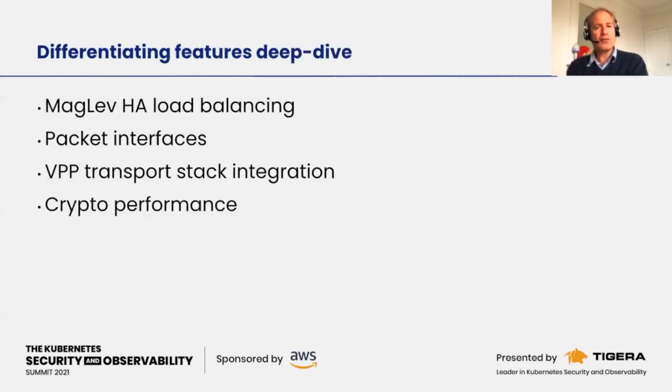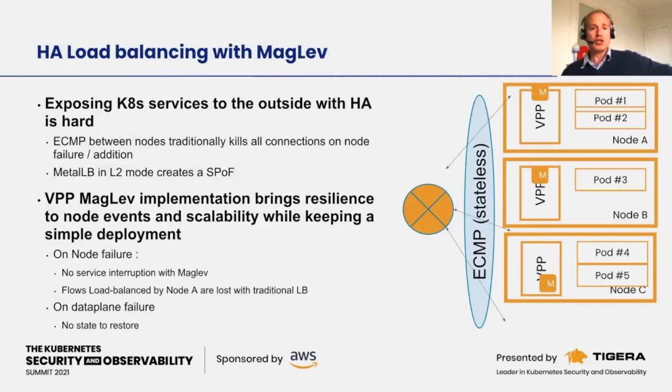Let's do a bit of a deep dive on some of the differentiated features that I was presenting as part of the use cases we really want to enable with this Calico VPP data plane. So HA load balancing. As you can see here, on the right side of this slide, there is a router that does ECMP load balancing, right? And as you know, ECMP is stateless. So let's assume you have a Kubernetes cluster with Calico VPP, and you want to expose services outside of these clusters, of course.